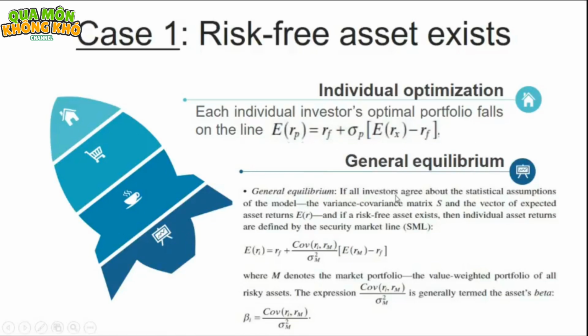And for the general equilibrium, we assume that we all agree about a statistical assumption, the variance and covariance matrix, that Lintner and Mossin had mentioned before. If a risk-free asset exists, then individual asset returns are defined by the security market line, which is: the expected return on an asset equals the risk-free rate plus the beta of the asset multiplied by the expected return on the market minus the risk-free rate.